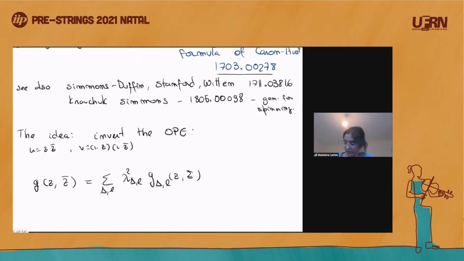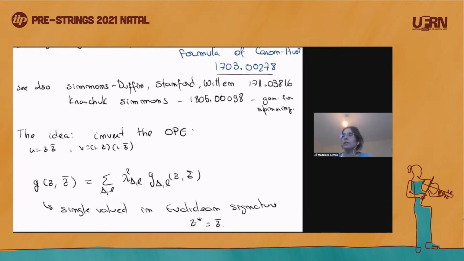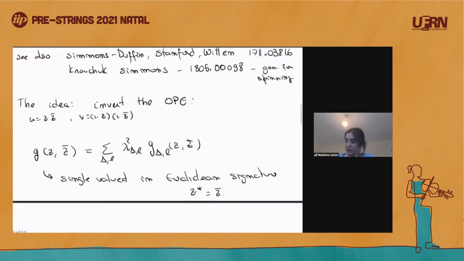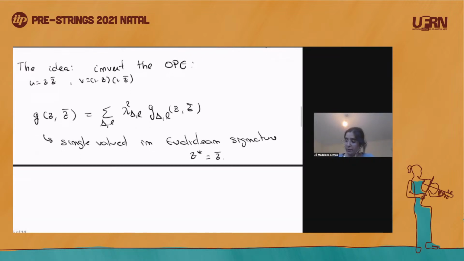And this is a function that is single valued in Euclidean signature, so when Z star is Z bar. So now I went back to Euclidean signature. I will want to go to Lorentzian in the end, but I will start with the Euclidean OPE. Okay, so this is the OPE, but now let me write it in a different way.